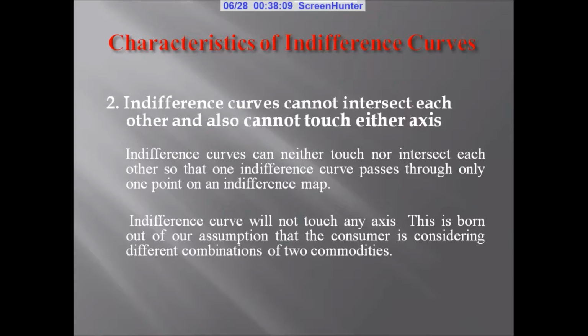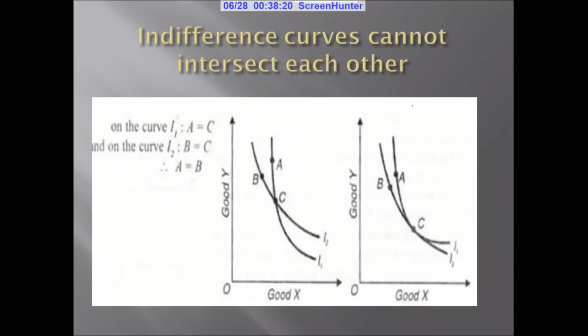Indifference curves cannot intersect each other, so that one indifference curve passes through only one point on the indifference map. In this figure, two indifference curves I1 and I2 are intersecting each other. Point C in the indifference map belongs to two indifference curves. That is not possible if preferences are well behaved. If all the assumptions are satisfied, it would be impossible for one consumption bundle, or one point, to belong to two utility levels or two different indifference curves.